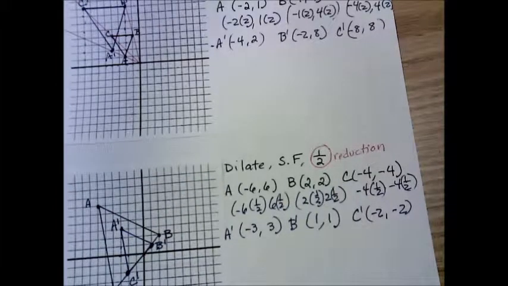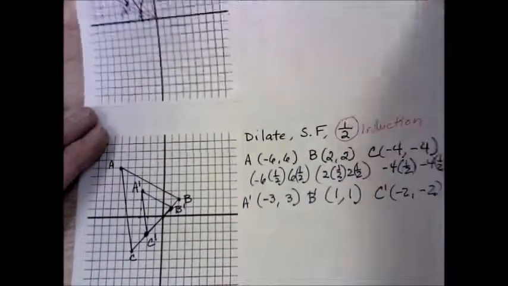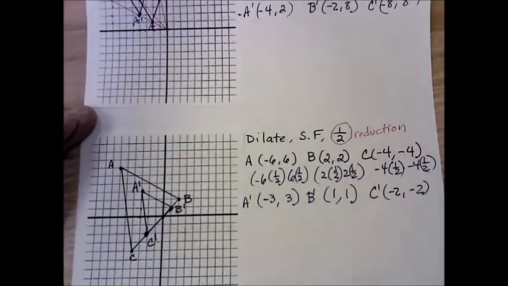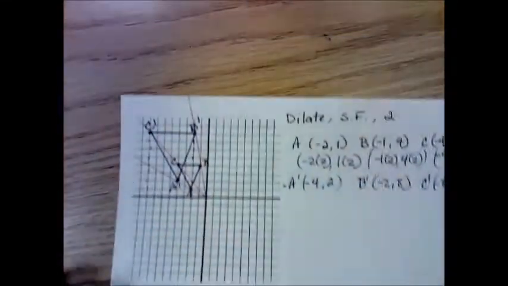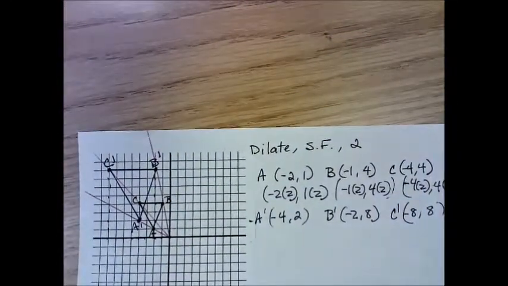All right. And so there we have a dilated shape using a scale of 1/2. So we knew it was going to be a reduction. And our prior triangle, we had a scale factor of 2, so it was an enlargement.